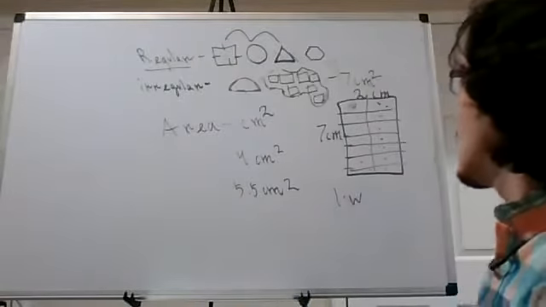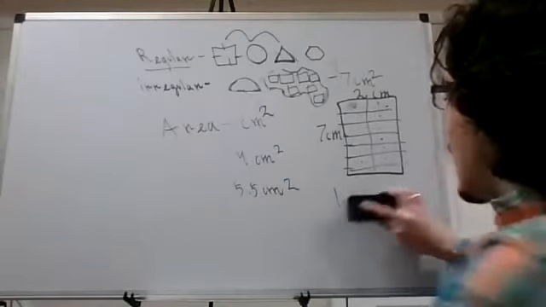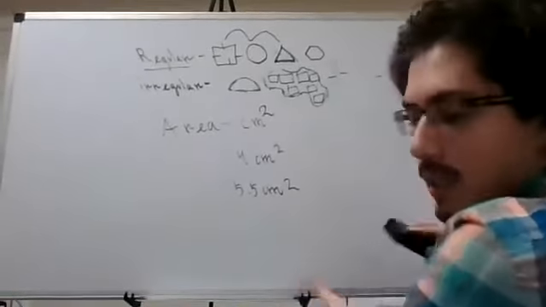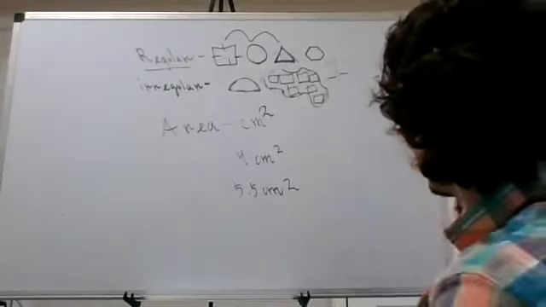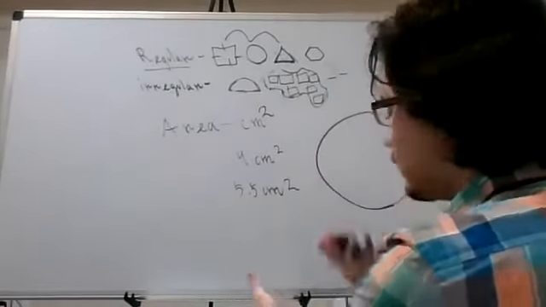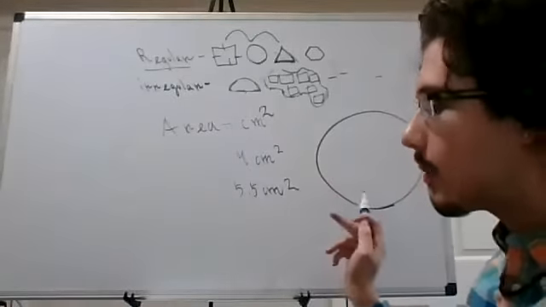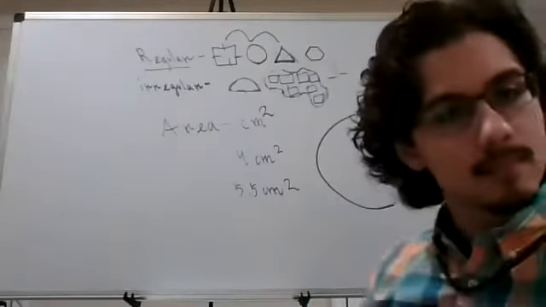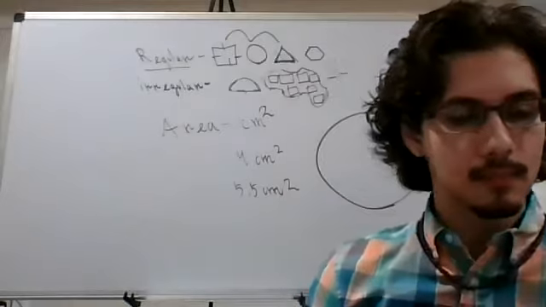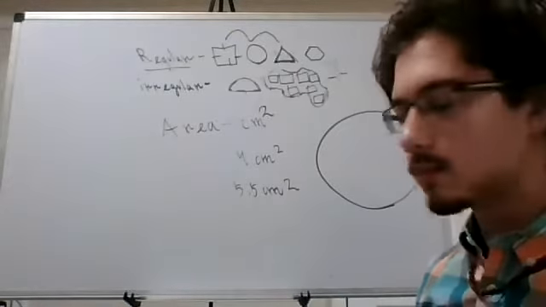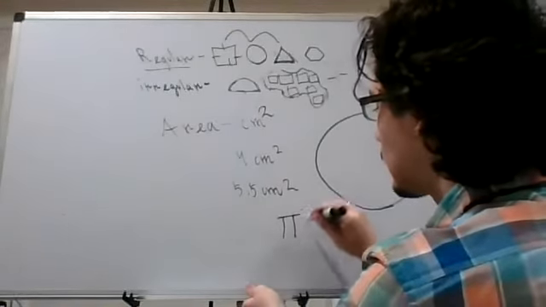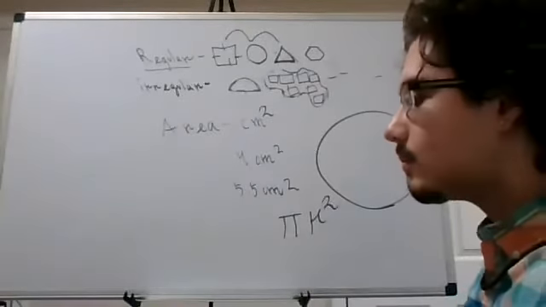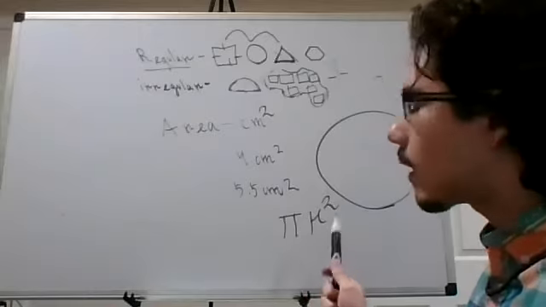Okay. So we figured out how area works and how we measure area. Let's go back to the circle. Does anybody know how to find the area of a circle? Yes? The area of the circle equals pi r squared. Pi r squared, yeah. Does anybody not understand pi or r?